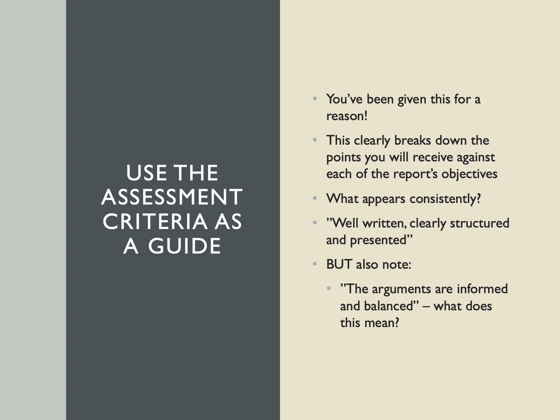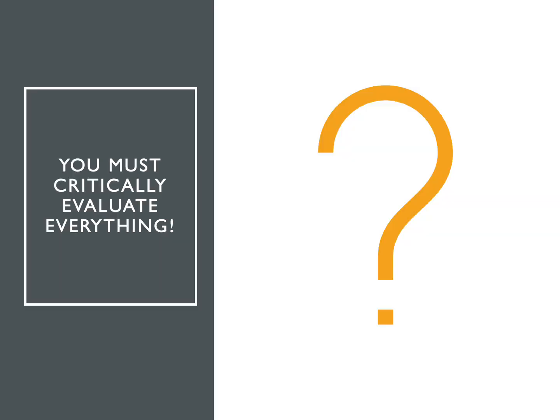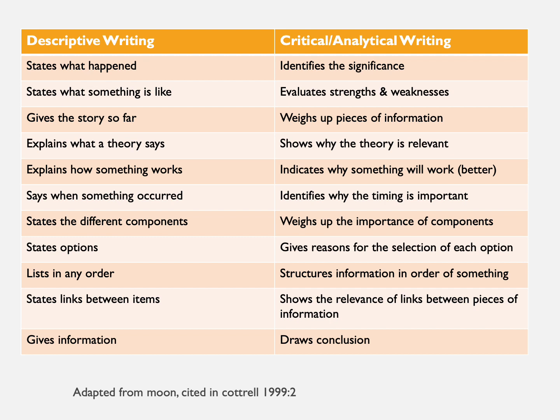Well, let's take a look at another key piece of guidance. The arguments are informed and balanced. And it seems like this gives us some guidance on what the marker is looking for if something is well written. Put simply, you must critically evaluate everything you read, all the evidence you choose to use. This is of course easy to say, but how do you do this? Well, the following table breaks this down more clearly.